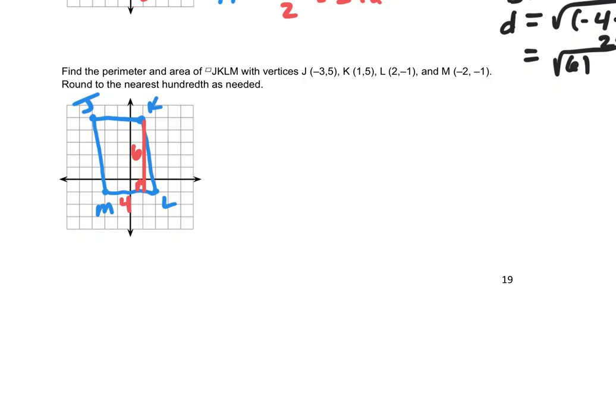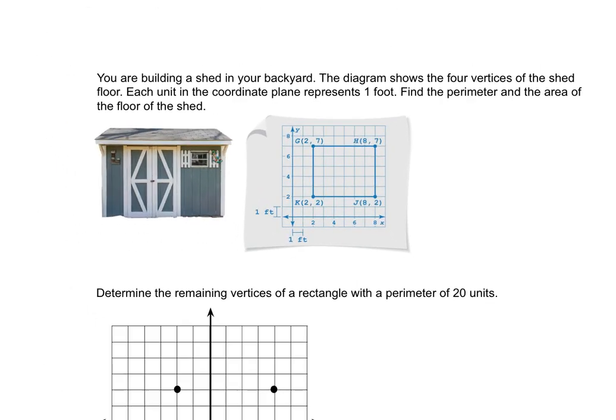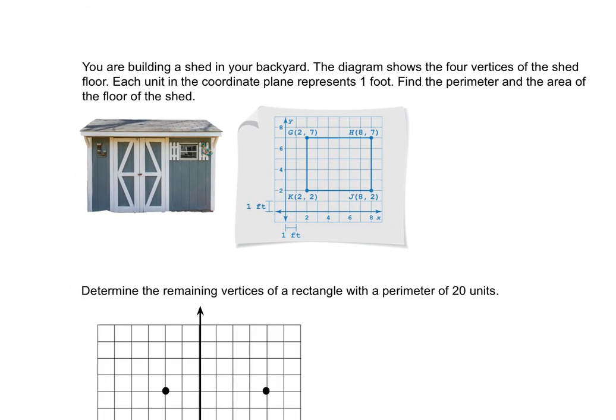Okay. Let's go to the next page. Okay, we're building a shed in the backyard. The diagram shows the 4 vertices of the shed floor. Each unit in the coordinate plane represents 1 foot. Okay, so instead of units squared here, this would be feet squared. Every unit is a foot. Find the perimeter and area of the floor of the shed. Okay, let's start with perimeter here.